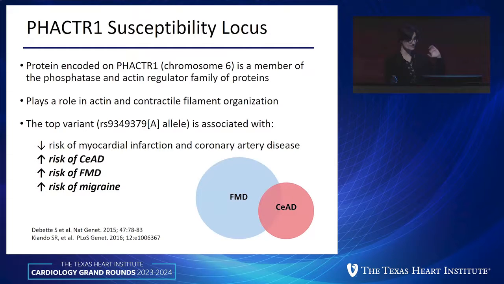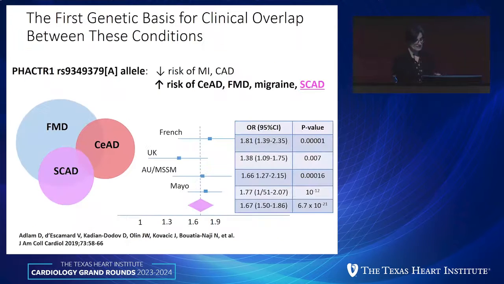If you have the G allele, it's the opposite. You're at an increased risk for atherosclerotic coronary artery disease. This has been described not just in cervical artery dissection, FMD, and migraine, but now SCAD. And this was independently confirmed in 5 different groups across the US, UK, Europe, and Australia.